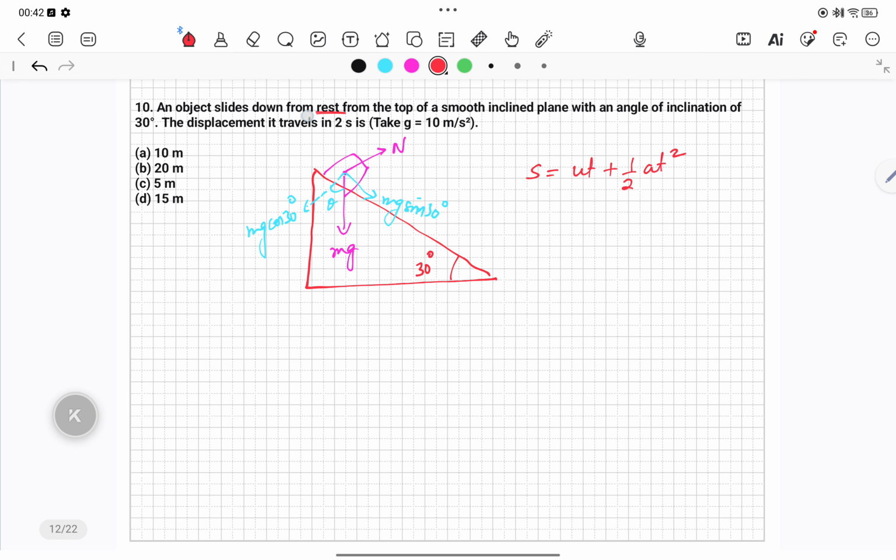Since the object is at rest, the initial velocity will be 0 plus half the acceleration. The force is given as this, and we have to calculate the acceleration. So acceleration will be g sin 30 degrees, and time is 2 seconds. So this will become 10 into sin 30, which is half, and 2 squared. So this gets cancelled and the displacement is coming as 10 meters. So according to this, option A is correct.